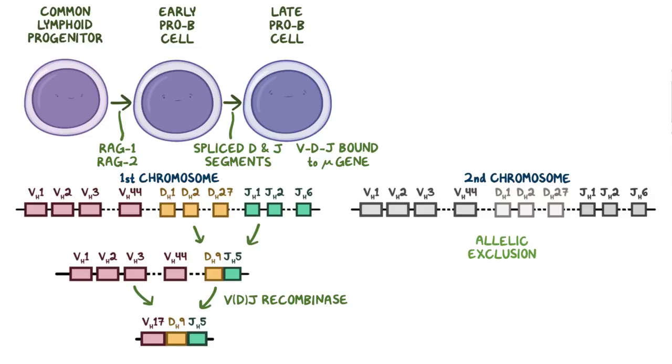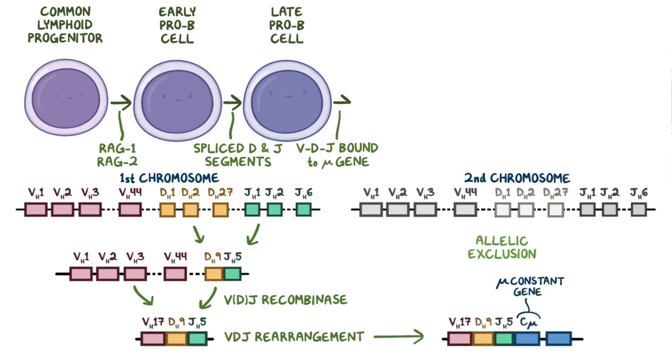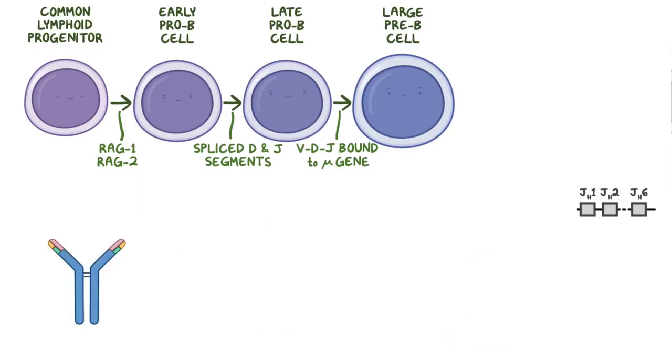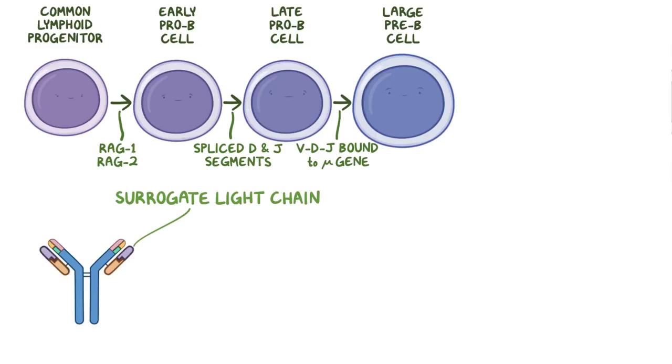Once a cell has successfully completed VDJ rearrangement on the heavy chains and bound it to the mu constant gene, it's considered a large pre-B cell. At this point, it's time to test out if the heavy chain is functional, by seeing if it can bind to a surrogate light chain and get expressed on the cell surface. The surrogate light chain is made of two proteins, V pre-B and lambda 5, and it's basically something for the heavy chain to practice with until the real light chain is eventually made.